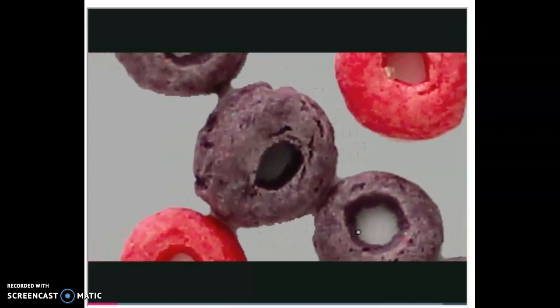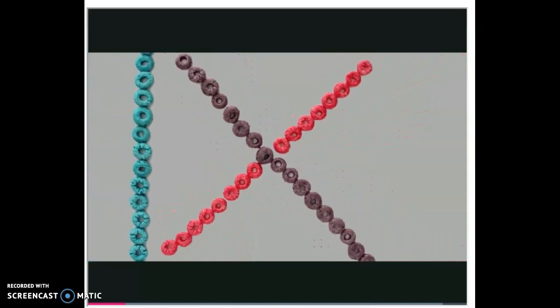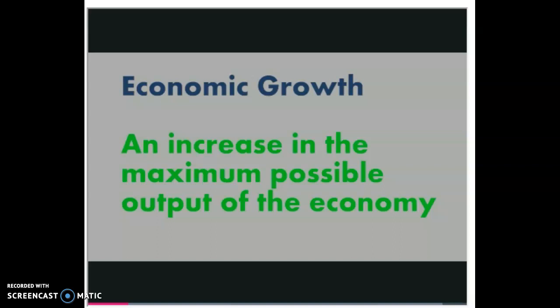In this video, we'll use some models you've probably seen before to identify the effects of economic growth. Economic growth is an increase in the maximum possible output of the economy.